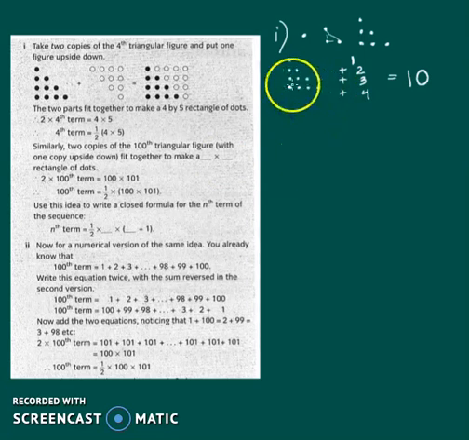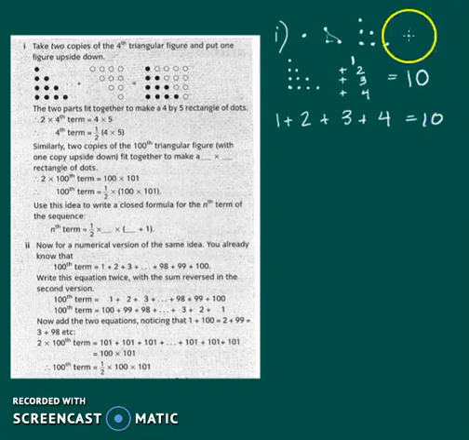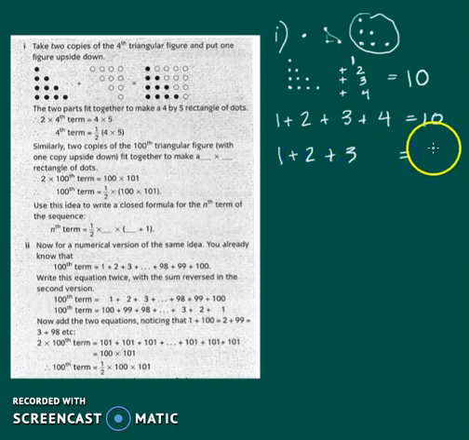So notice that any of these triangular patterns really just represents a pattern of adding consecutive numbers. For the fourth triangular figure, it basically means 1 plus 2 plus 3 plus 4, which we know is 10. When we look back at the third triangular figure here, what does that represent? We have 1 dot plus 2 dots plus 3 dots, and that's equal to 6.